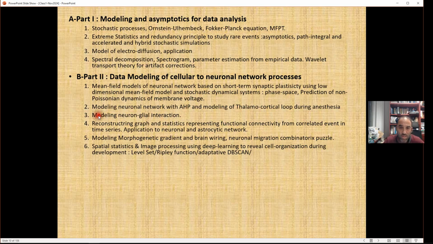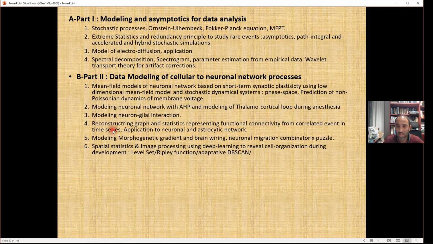I'll have a special class on modeling neuron-glia interaction, because glia play a fundamental role in the regulation of potassium. If potassium is misregulated, you can go to epilepsy-type behavior. So I'll discuss this, and if I have time, a little bit of metabolism. Then we'll discuss how to reconstruct graphs and statistics representing functional connectivity from calcium time series.